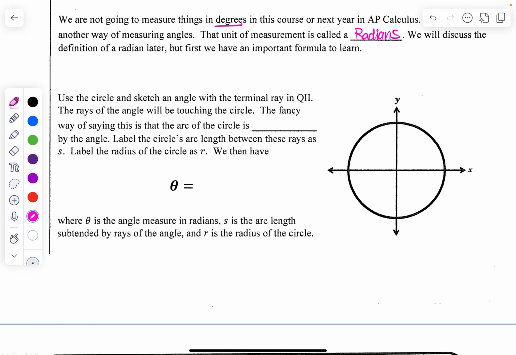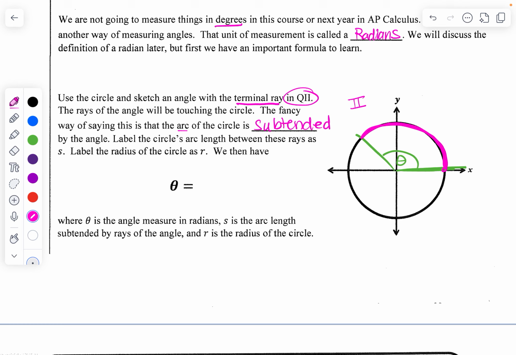So using the circle in the sketch, we're going to sketch an angle with a terminal ray or an ending ray in quadrant 2. Remember, this is our quadrant 2 here, that upper left-hand quadrant. The rays of the angle will be touching the circle. The fancy way of saying this is that the arc of the circle is subtended by the angle. So let's say this is theta. Let's draw an angle starting at that initial ray, let's say here, okay? So this is theta. Okay, there's my angle. But the arc that it intercepts, from here on the circle, this is the arc. This is our subtended arc.